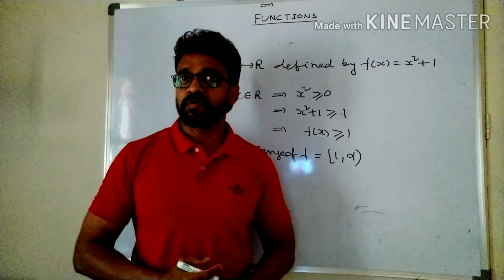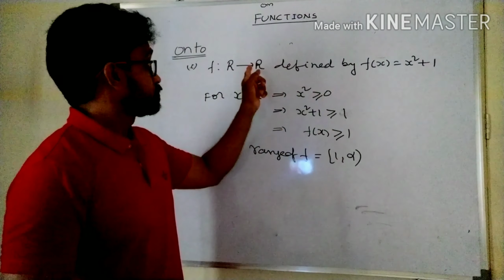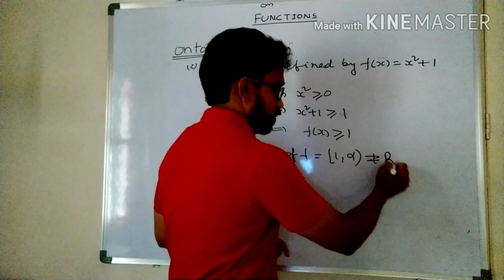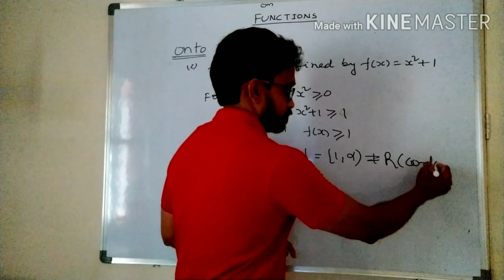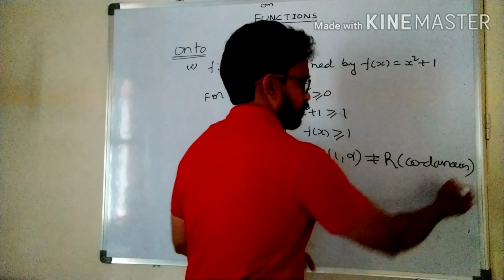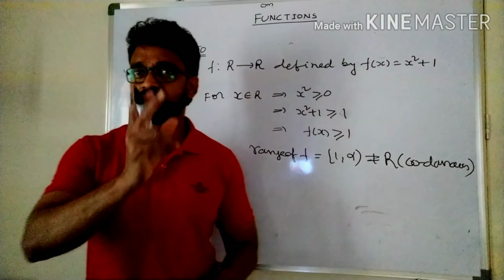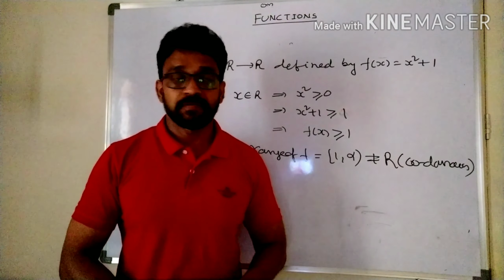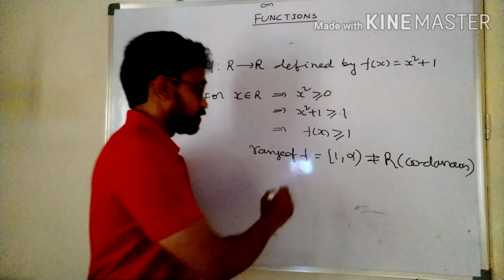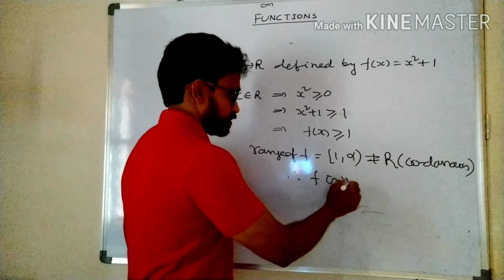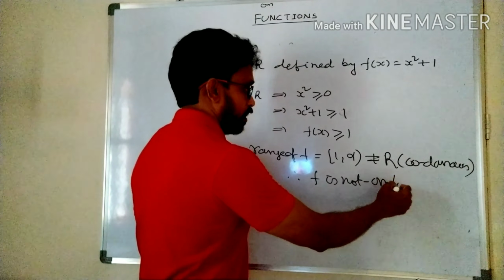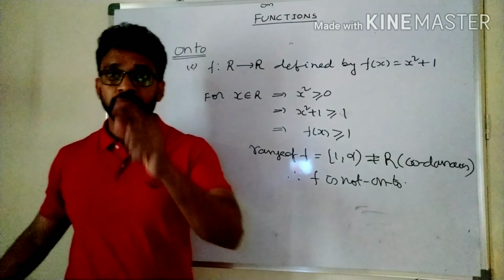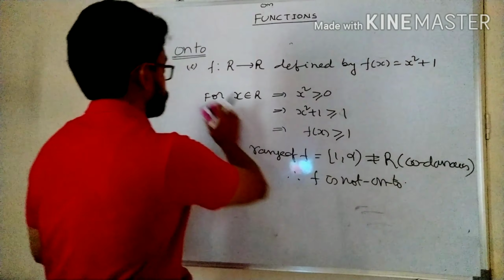But what about the codomain of the given function? The set of all real numbers. This is not equal to R, the codomain. What is our condition for an onto function? The range of the function is equal to the codomain of the given function. But here both are not equal. Therefore, f is not onto. Okay, right. Now I will give the formal definition.